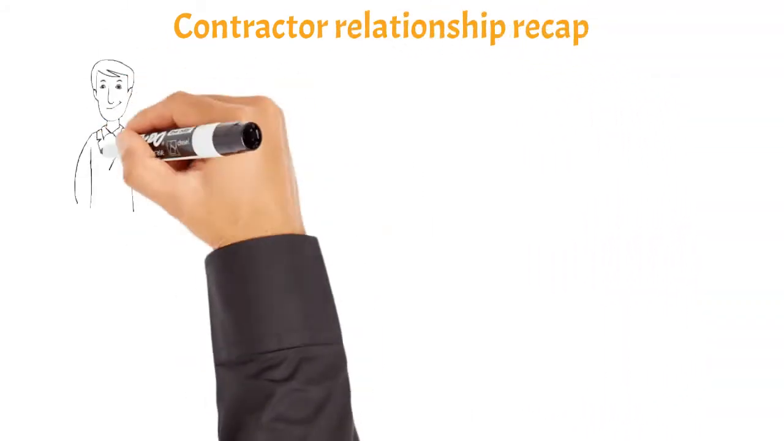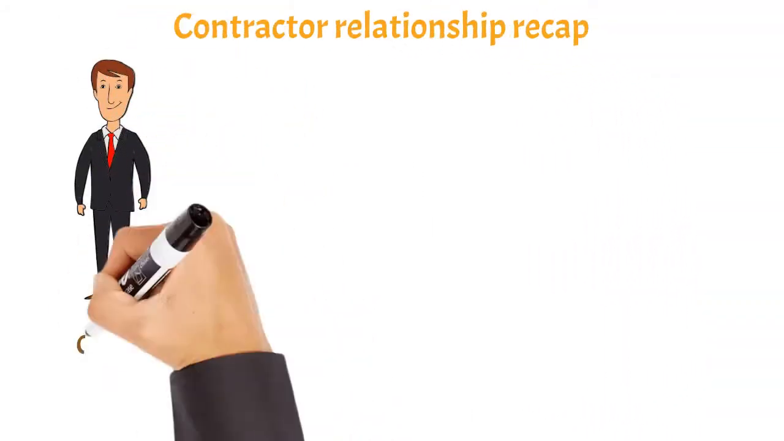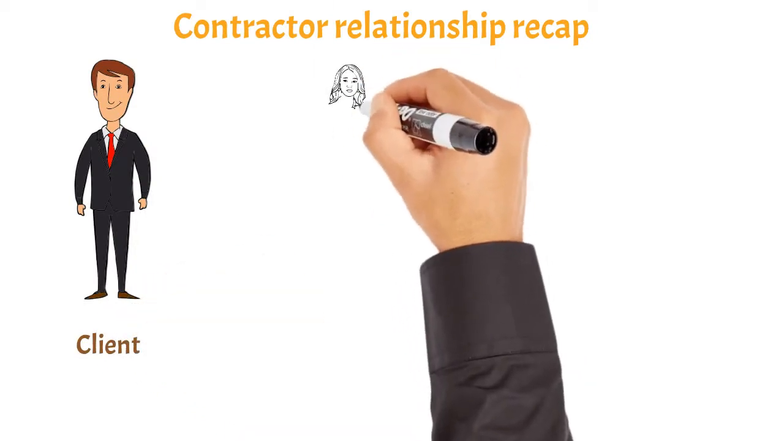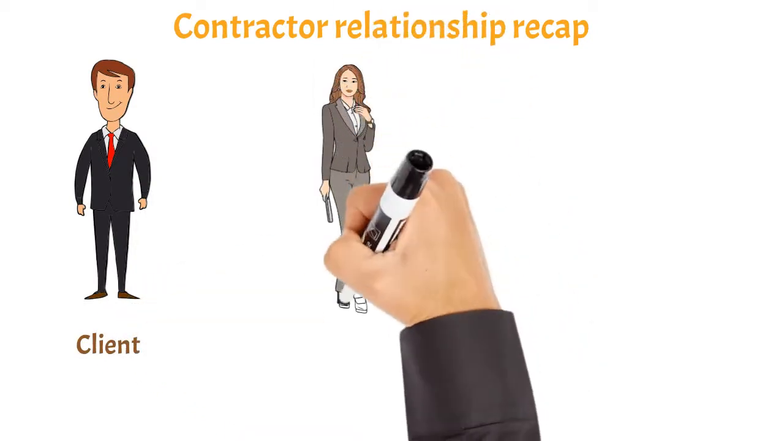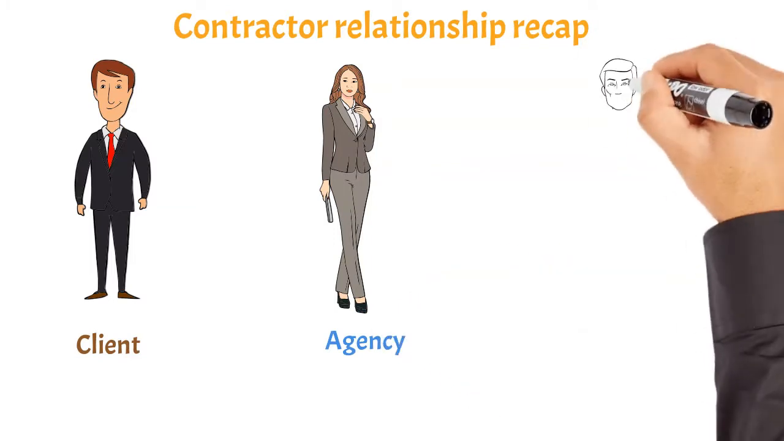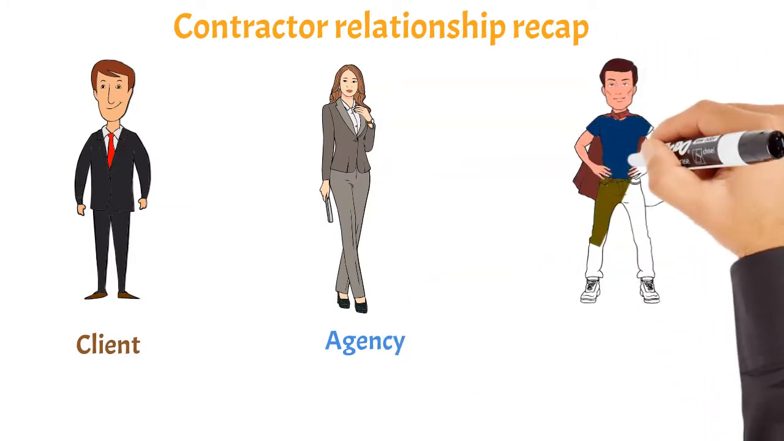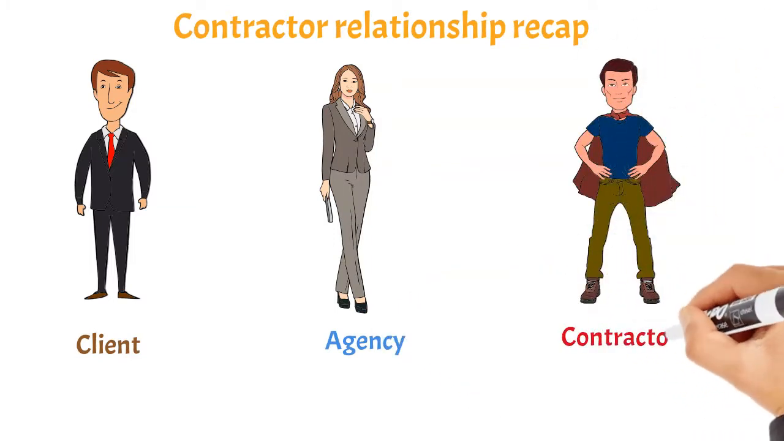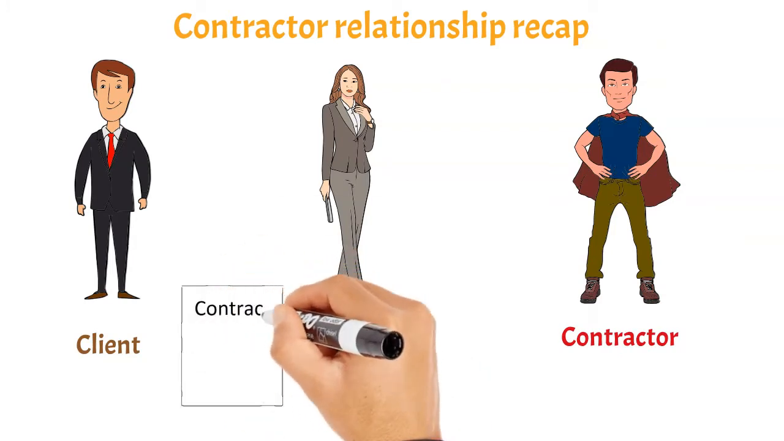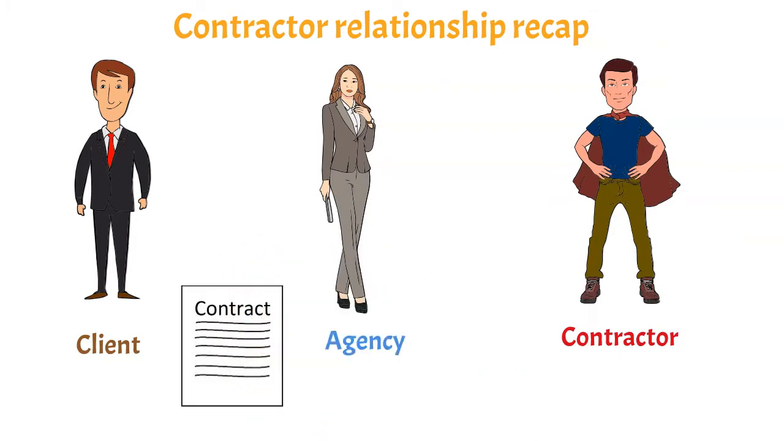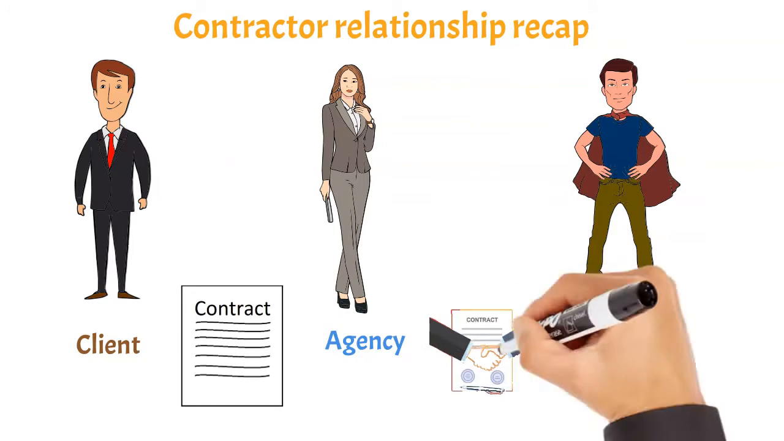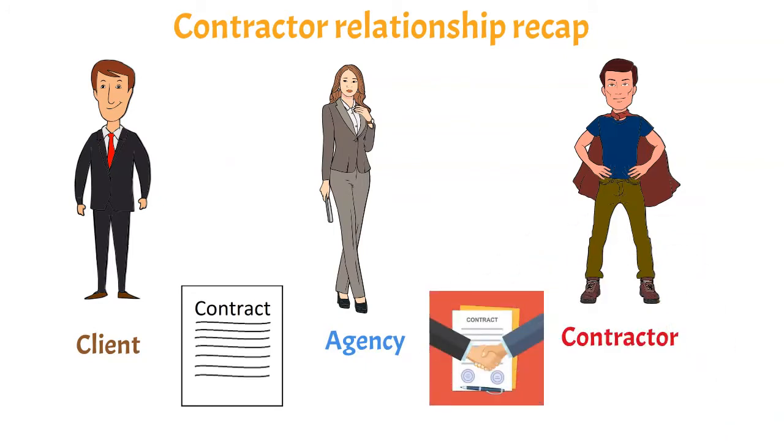So a quick recap on who's who. First off, we have the client, which is the company for whom the work is being performed. Then we have the agency who recruits the contractor and handles things like payroll. And finally, we have you, the contractor. There are also two contracts involved here. One is between the client and the agency, and the second is between the agency and the contractor. And in this video, we're looking at the second one.